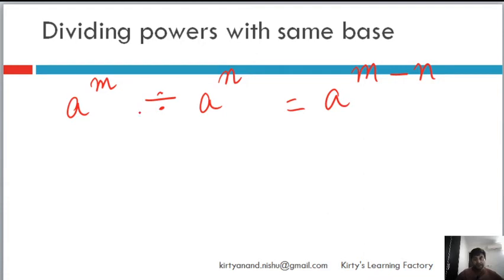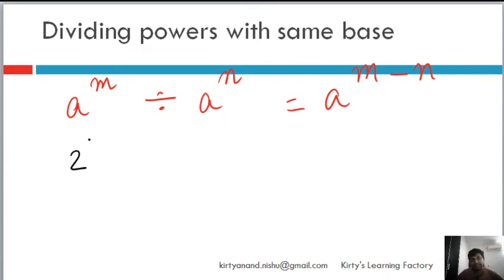But what from what? This is the divisor, and this is the dividend. From the dividend's power, you will subtract the divisor's power. Okay. But there is another way to look at it.